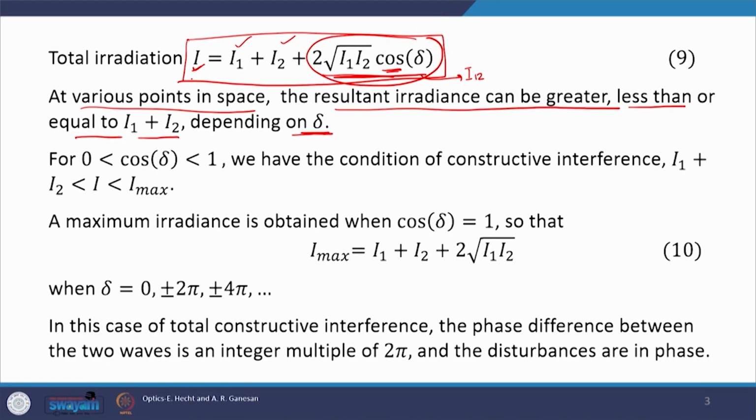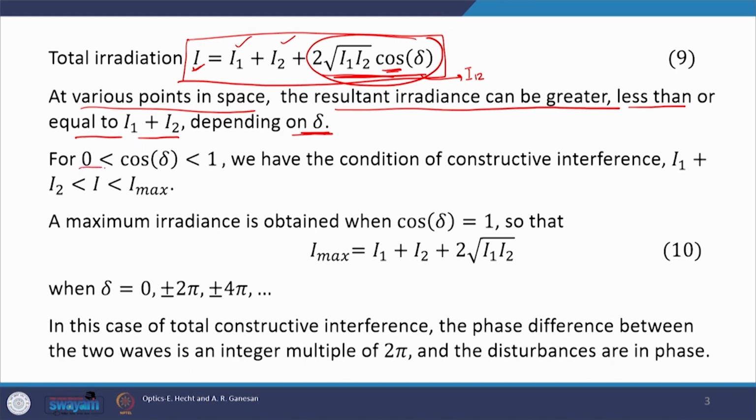The places where the total irradiance is larger than I1 plus I2, we see more intense light, and therefore we say that these are the regions of constructive interference. Similarly, the places where total irradiance is smaller than I1 plus I2 are called the places of destructive interference. Now how do we define these points in space?